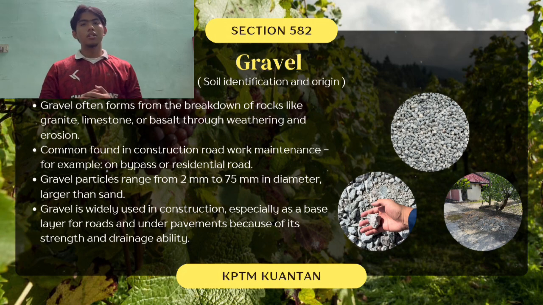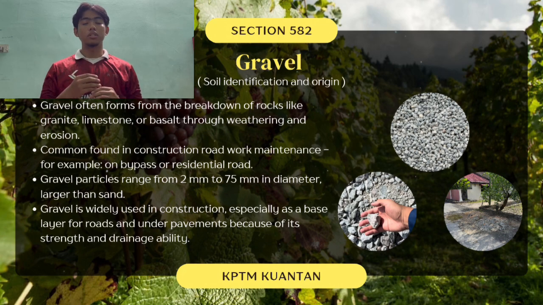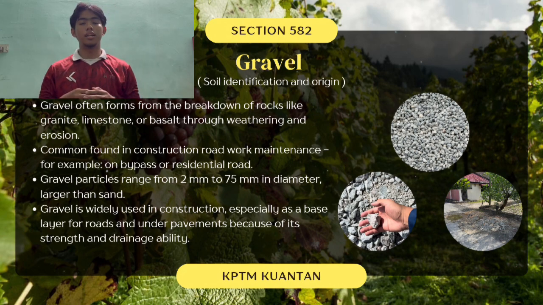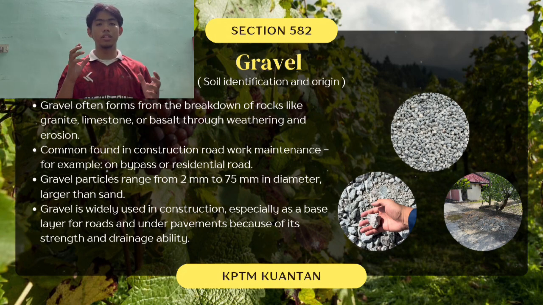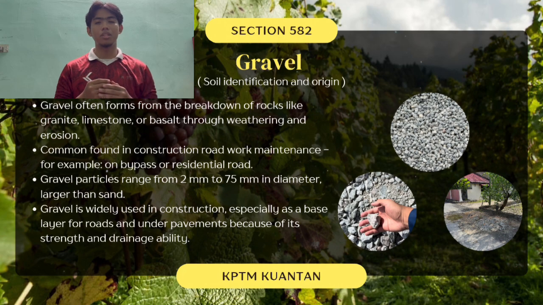So gravel often forms from the breakdown of rocks like granite, limestone, or basalt through weathering and erosion. That will turn into the small particles that we call gravel. The diameter of the gravel is around 2 mm to 75 mm.